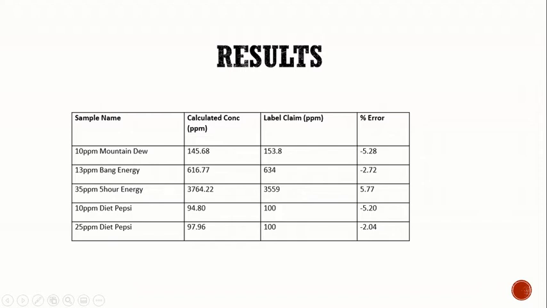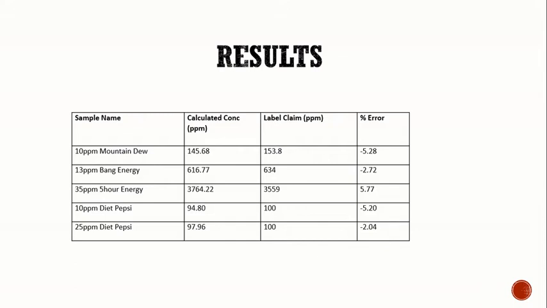So for the 10 ppm Mountain Dew, you can see that the caffeine content is quite close, so that's why we have our 5.28 percentage error. And for the Diet Pepsi over here, the label states that it has about 100 ppm of caffeine in it. Our experiment found about 94.8 ppm of caffeine in it, and the percentage error is 5.20.